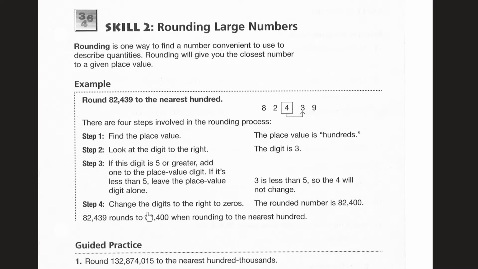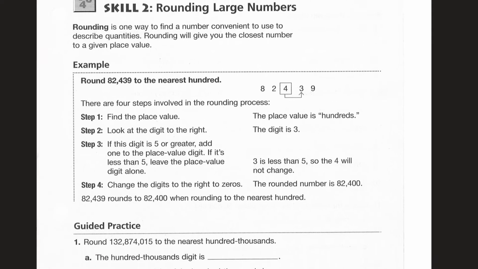Okay, change the digits to the right to zeros. So as this stays the same, these are now changed to zeros. So we can see 824, and then 00. So 82,439 rounds to 82,400 when rounded to the nearest hundred.